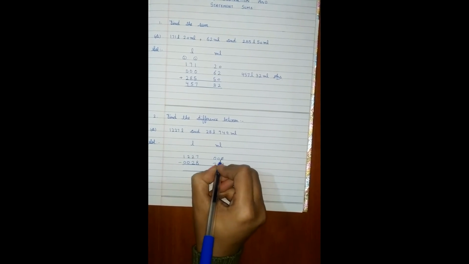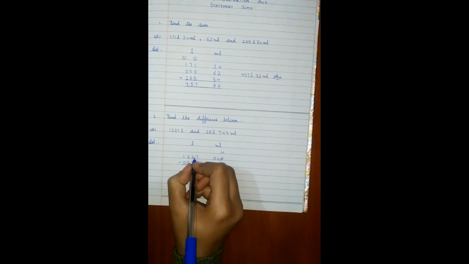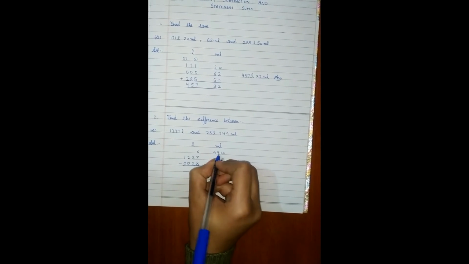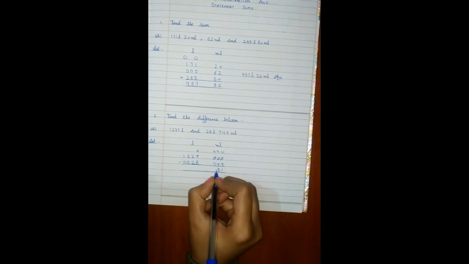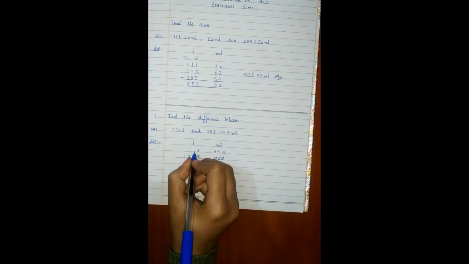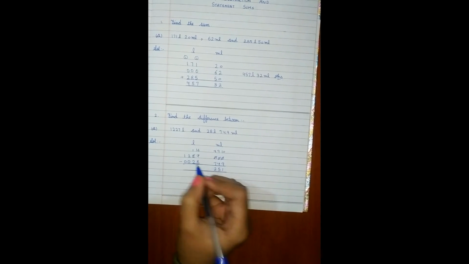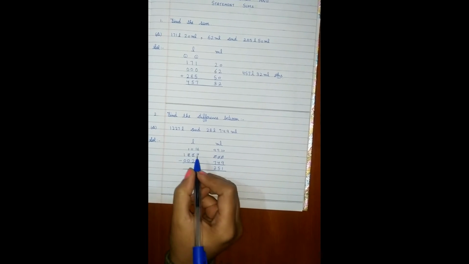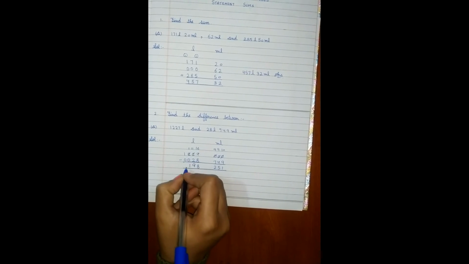Start from here. 0 minus 9 is not possible, so 0 will borrow 1 from 7 and 7 will become 6 and other zeros will become 9. 10 minus 9 is 1. 9 minus 4 is 5. 9 minus 7 is 2. 6 minus 8 is again not possible, so 6 will borrow from 2 and 2 will become 1 here. 16 minus 8 is 8. 1 minus 2 is not possible, so 1 will again borrow from 2, so 2 will become 1 here. 11 minus 2 is 9. 1 minus 0 is 1. 1 minus 0 is 1.